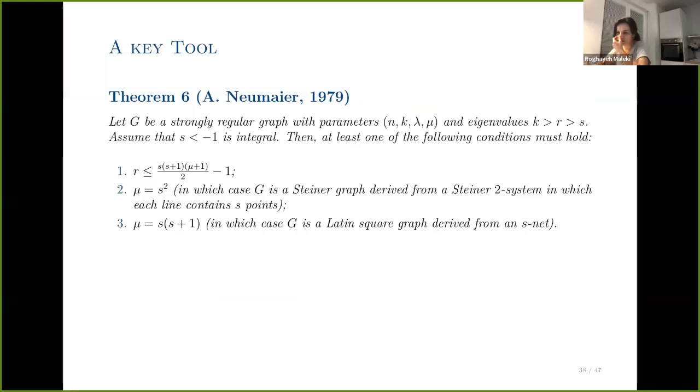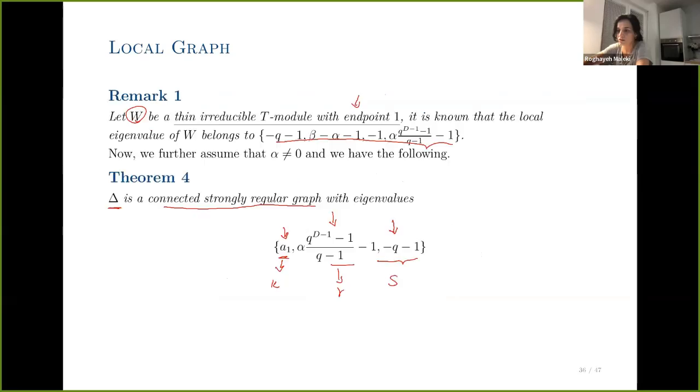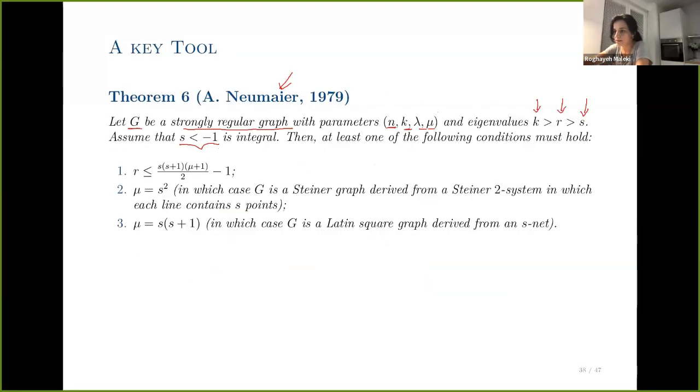And then we used this theorem by Neumaier in 1979. He said that if G is a strongly regular graph with parameters n, k, lambda, and mu, with valency, positive eigenvalue, and negative eigenvalue, assume that S is less than -1. That's why I showed you here, this is my S, because we already know that q is positive, and so this is the negative eigenvalue here. That's why we denote it by S, because we use this theorem later. So if we have a strongly regular graph with these properties, then at least one of the following conditions must hold.